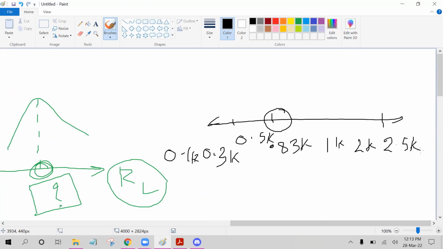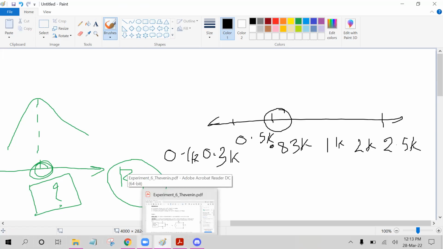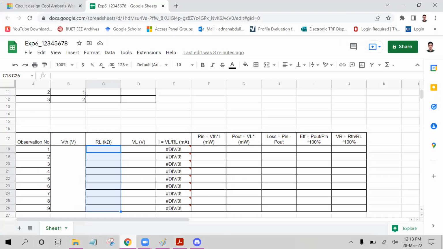These values do not need to be exactly the way I have written here. According to your Thevenin, you can choose your own range. Now, no need to worry right now. We are going to see.